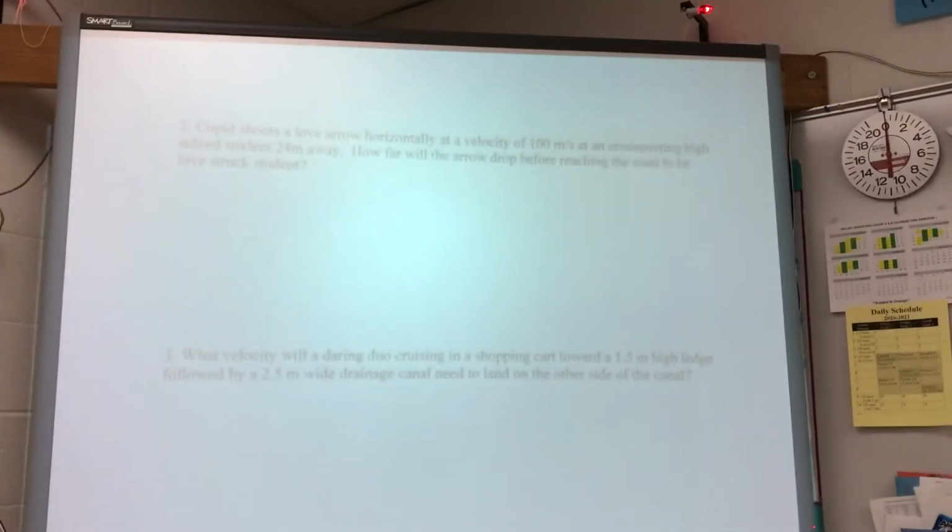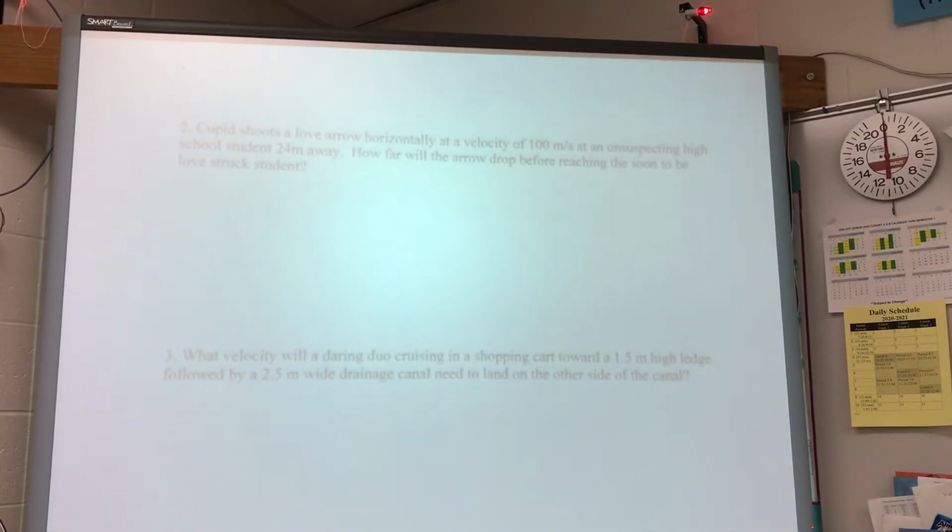Problem number 2 on the in-class activity talks about Cupid and Cupid's love arrow. So Cupid shoots an arrow horizontally. That's probably something we're going to want to remember. Shoots an arrow horizontally, not at some angle, horizontal, flat to the parallel of the ground. Okay, horizontally at a velocity of 100 meters per second at an unsuspecting high school student, 24 meters away. How far will the arrow drop before reaching the soon-to-be love-struck student? Okay, so that is the problem being asked.